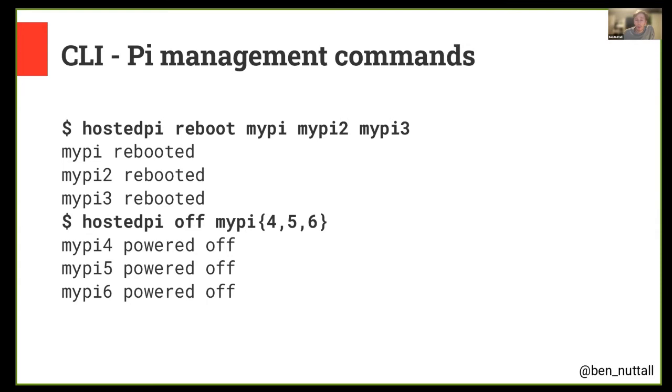And then the command line interface also provides a way of running commands on multiple Pis. So if you've got three Pis in your account, you could do hosted Pi reboot and then list them space separated as different arguments, and that will reboot one at a time and give you feedback about each one. And then, of course, because you can do that, you can also make use of brace expansion, a bash expansion sort of thing. So hosted Pi off, my Pi brace 4, 5, 6 is the same as writing them out in full the way I did previously, but with number 4, 5, and 6 does the exact same thing.